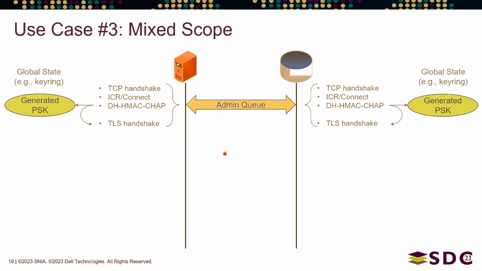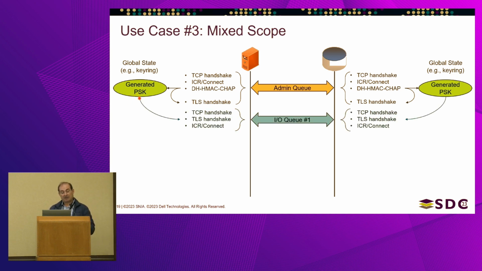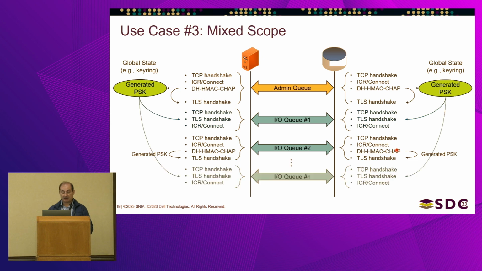But at the beginning, we were also thinking that even a mixed scope could have been okay. I do my TLS concatenation to set up the TLS connection on the admin queue. Then I use this generated PSK for the IOQ1. For IOQ2, I want to be special, and so rather than reusing the same PSK, I start in TCP, I do a DHM matchup transaction, I get a new PSK, I set up my TLS handshake. And instead, for IOQN, I can still use the first generated PSK.